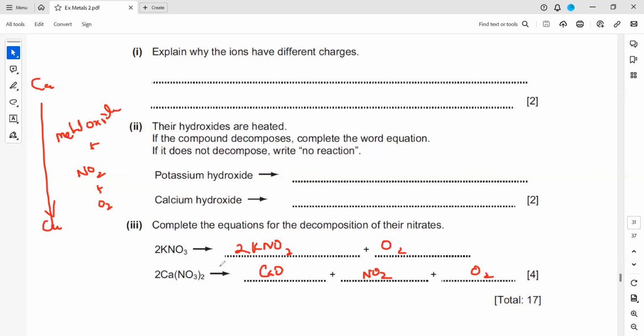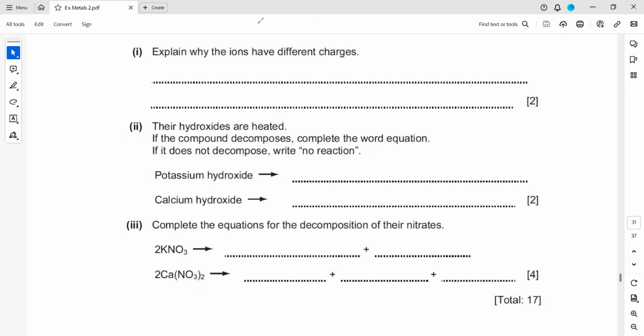Then the equation must be balanced. If you try to balance, 2 is already written here, so it is obvious calcium should have 2. For nitrogen, this 2 multiplied by 2 makes 4, so we need 4 nitrogen, so it will be 4 here. And oxygen is already balanced. 4 multiplied by 2 makes 8, 8 plus 2 makes 10, and 10 plus 2 makes 12. So here also we have 12. So this equation is balanced.